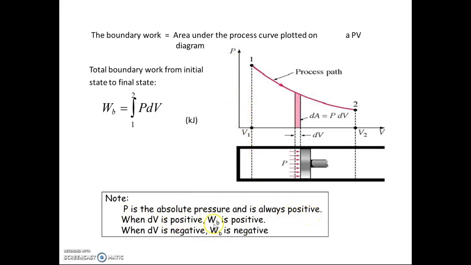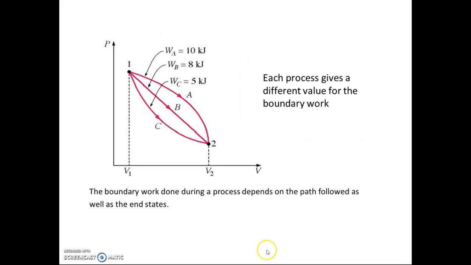When dV is positive, boundary work is positive. When dV is negative, boundary work is negative. When dV is positive, the gas expands, so final volume minus initial volume gives a positive value. But if dV is negative, it means compression, going backward from here to here, and the boundary work is negative.